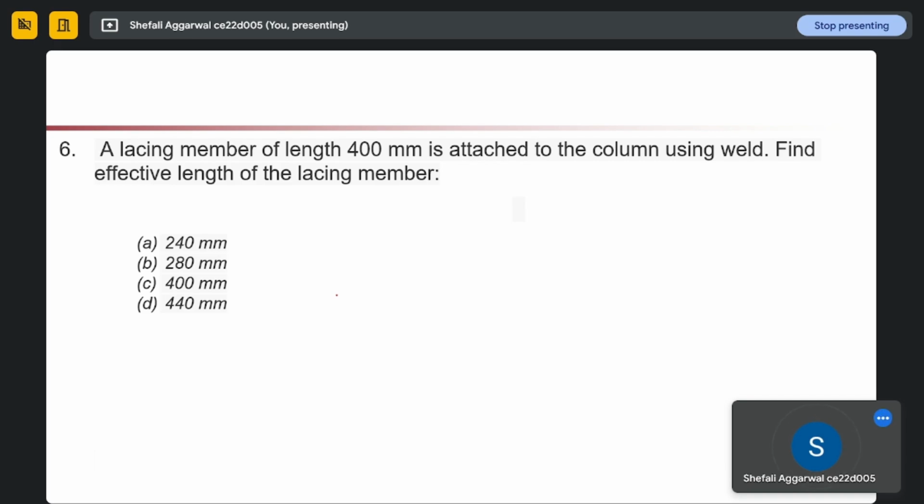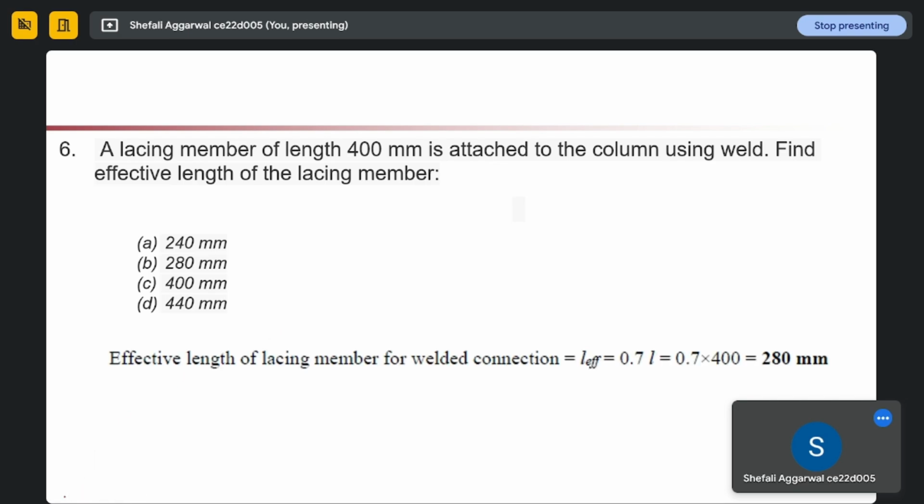Next question is, a lacing member of length 400 mm is attached to the column using weld. Find the effective length of the lacing member. We have seen all the formulas. In case of welding connection, effective length is given by 0.7 of the total length. In our case, the total length is 400 mm, so the effective length will be 280 mm.